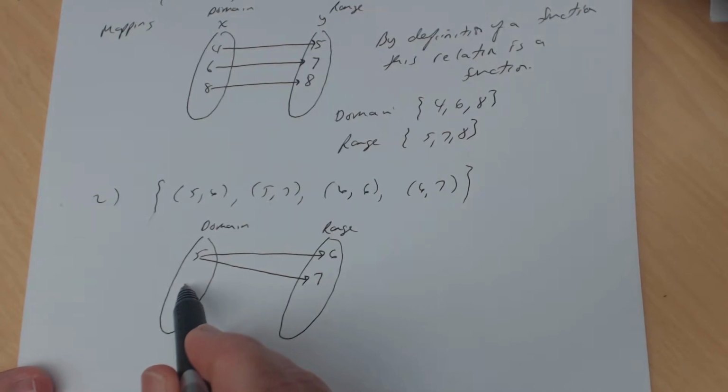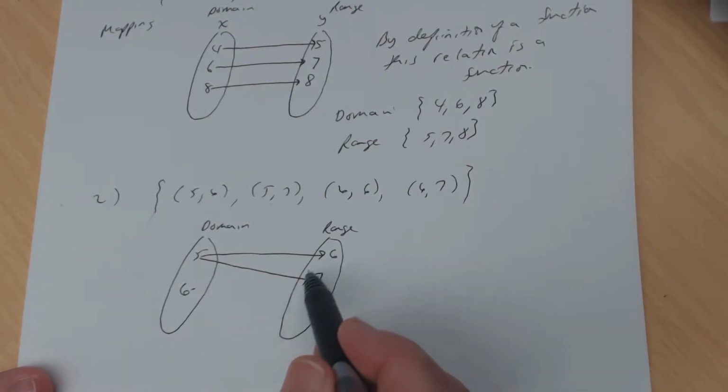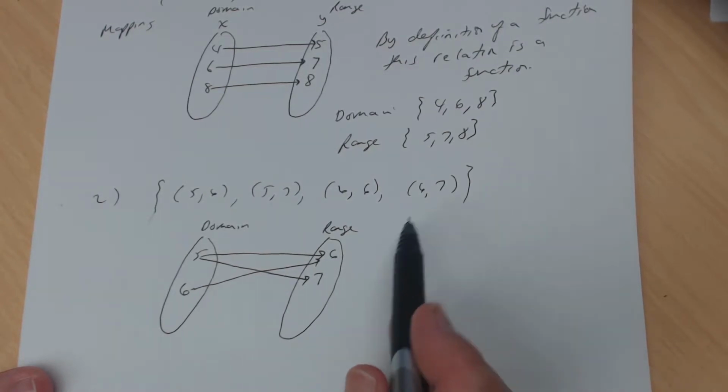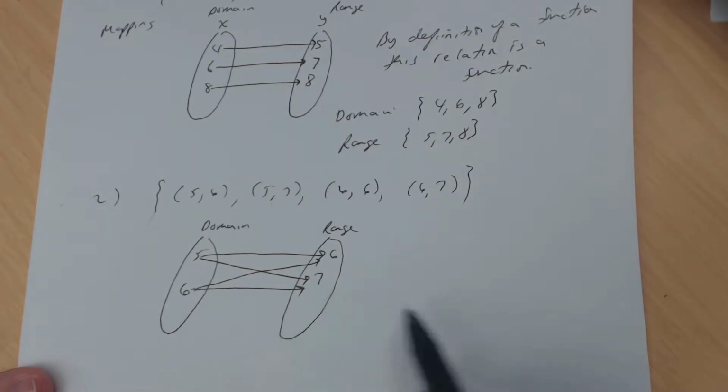When x is 6, it gets mapped to 6. I already have 6 listed in my range, so don't list it again. Just extend it to that 6 that's there. And when x is 6, it also gets mapped to 7.